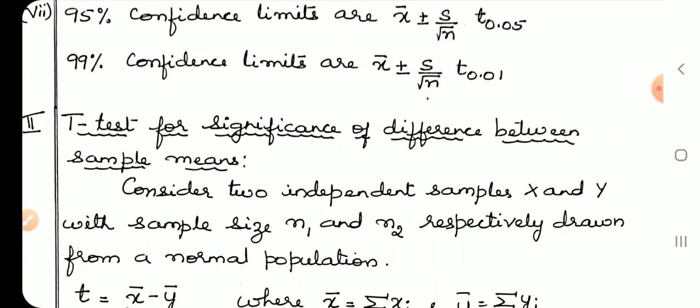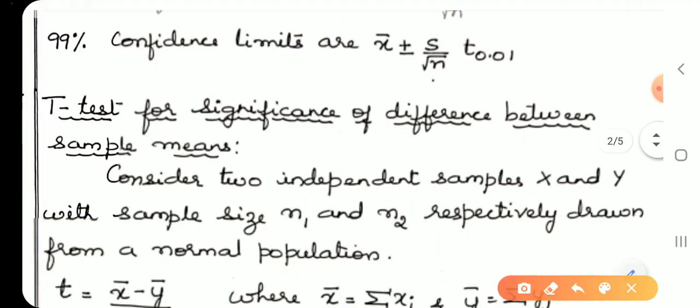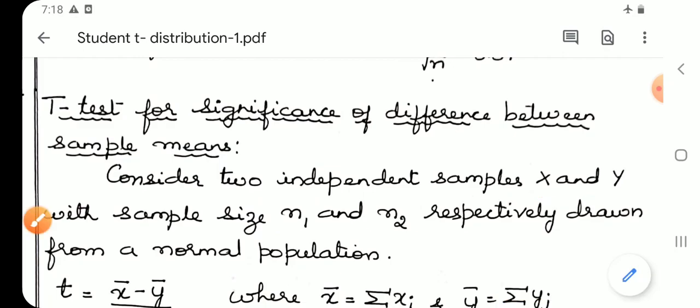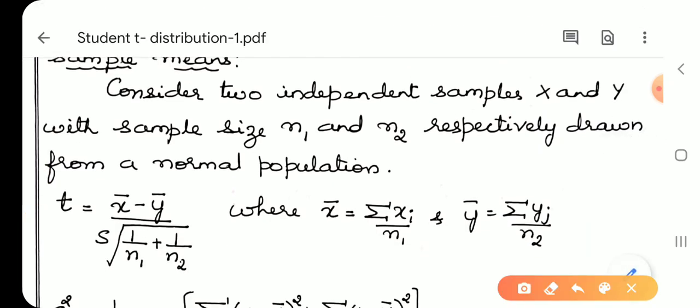T-test, next topic. I told you, two topics you are going to study under student T distribution. The second topic is the T-test for the significance of difference between the means of samples. There it was a single sample. Here we have to test two different samples. Consider two samples x and y with sample sizes n1 and n2 respectively, drawn from any normal population.